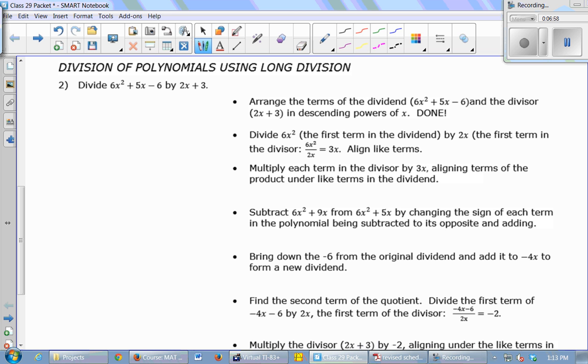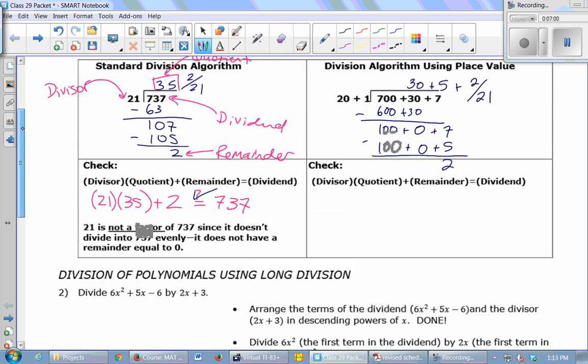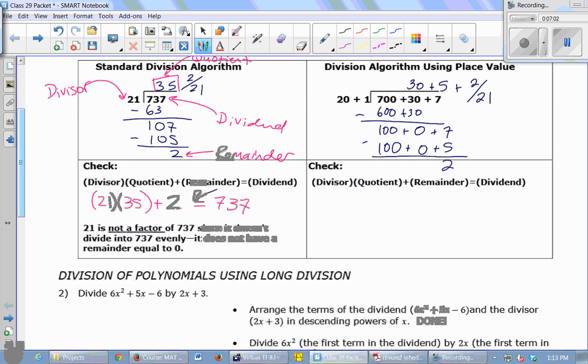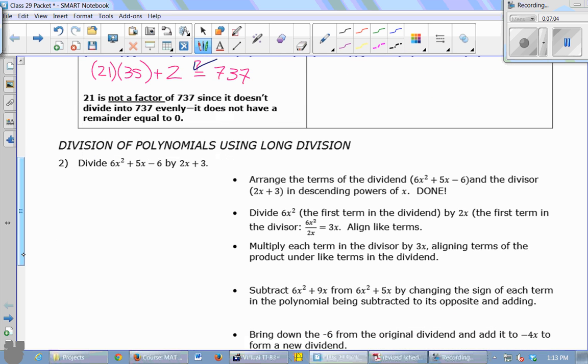So the way that this is related to division of real numbers is, think of the x like a 10, right? So this would be 10 squared, which is 100, so this would be like 600. This would be like 50, and this would be minus 6. And then this would be like the number 23, 2 tens plus a 3.